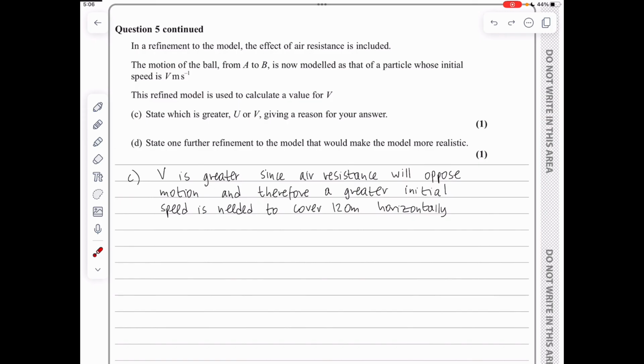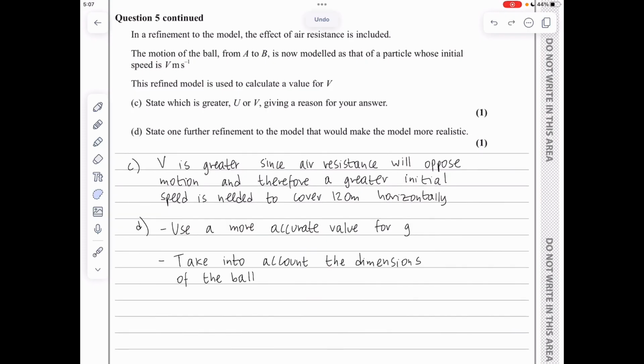Well, for this type of question, it's always good to go back to the assumptions of the model. We assume that the ball was a particle. We modeled the ball as a particle. And another thing we could focus on is the value for g. So maybe the simpler thing to say is to use a more accurate value for g. And the second thing to say that will also qualify for the mark would be to take into account the dimensions of the ball, because if you are modeling something as a particle, this simply means that you are ignoring the dimensions altogether.